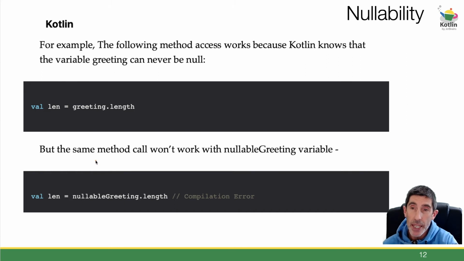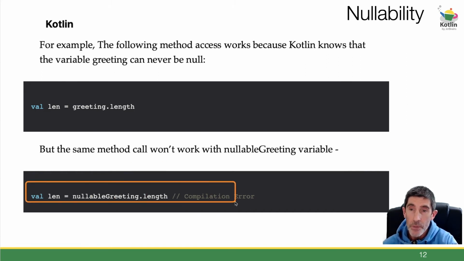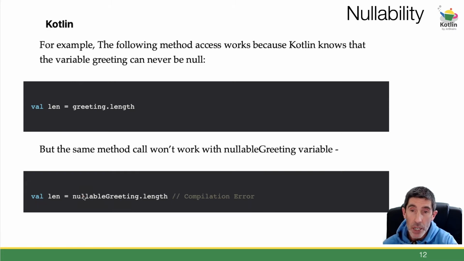But the same method call won't work with nullableGreeting. If we say something like this, again, we will get another compilation error because we haven't specified the null greeting being null previously. Now, if you handle the possibility of a null value, for example, stick it inside an if statement, then Kotlin will accept it and it will work no problem.